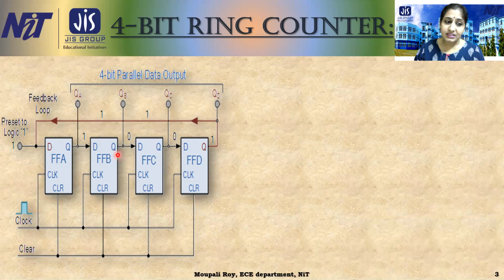So clears are 0. Then if we give the input as 1, the output from this side is 1, 0, 0, and in the same way it keeps shifting. This is the shifting process: this output goes in there, and in that way it comes around and again comes back in. So this is called a ring counter.